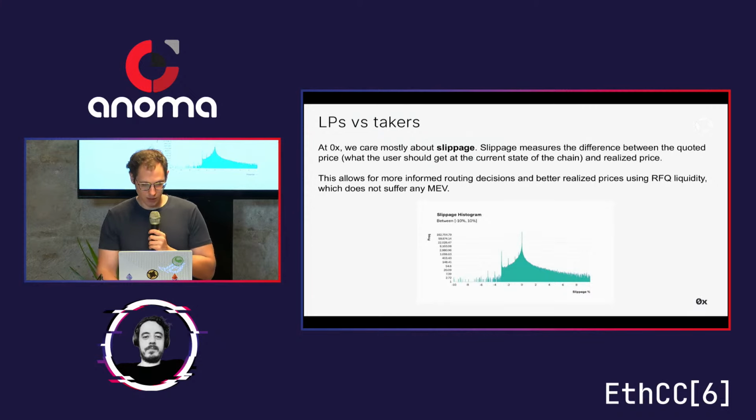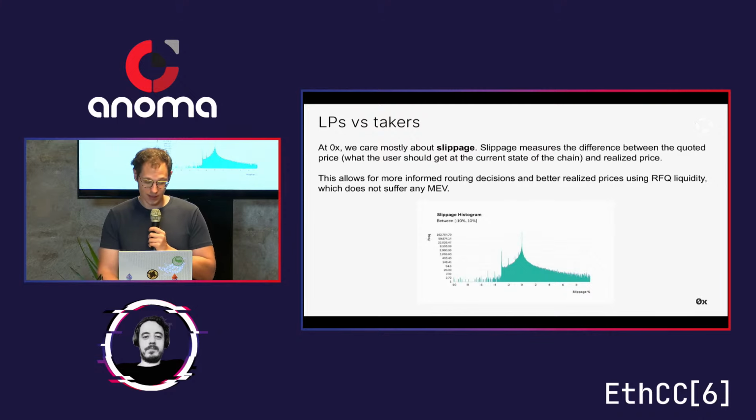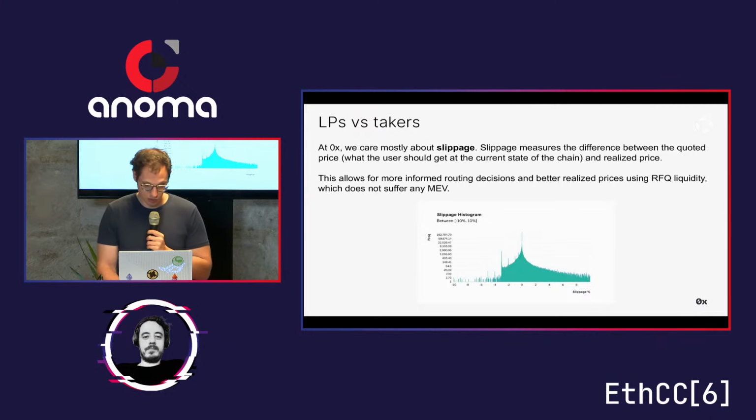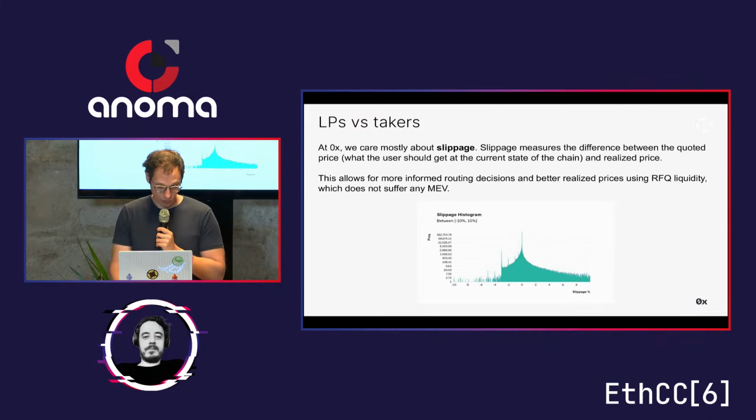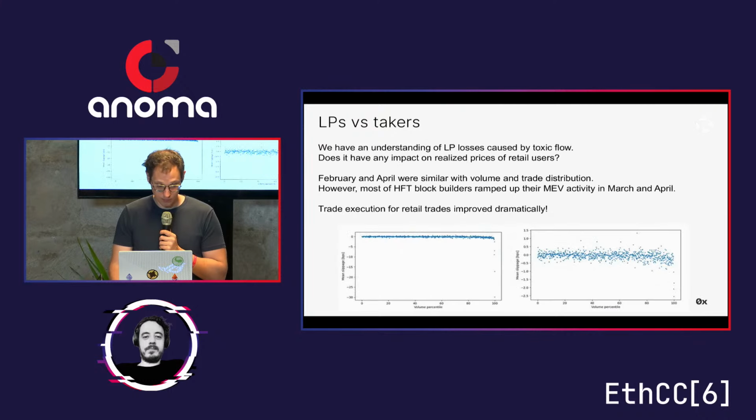Understanding slippage and behavior of underlying liquidity sources allows for more informed routing decisions. We run our router, and better utilization of RFQ liquidity, which does not suffer any slippage. So if we can understand how the underlying liquidity source behaves, will there be slippage or will there not be any slippage, we can allocate more or less resources into RFQ.